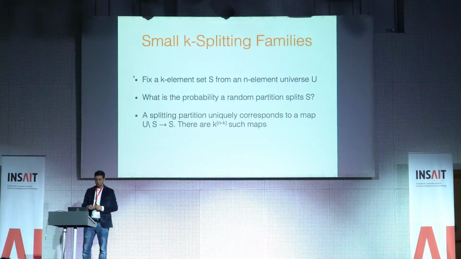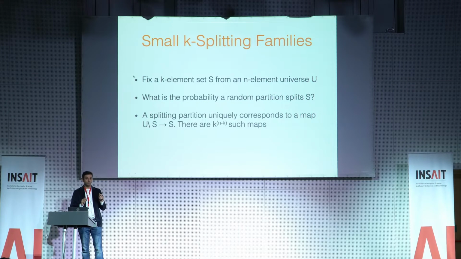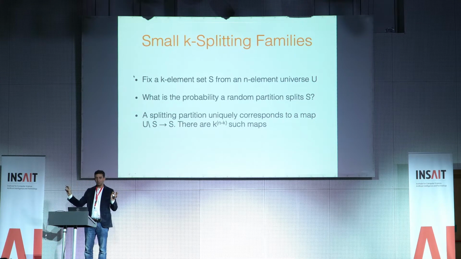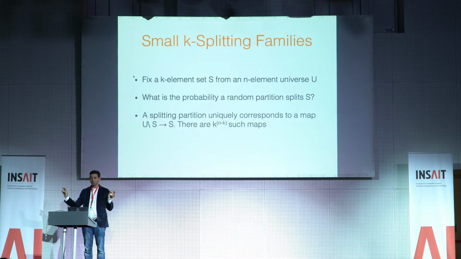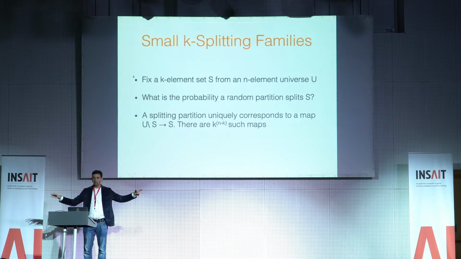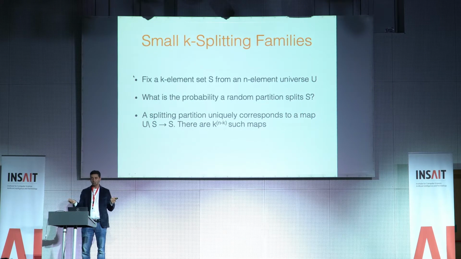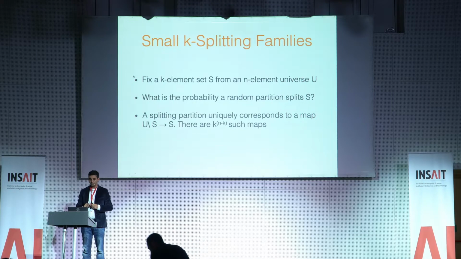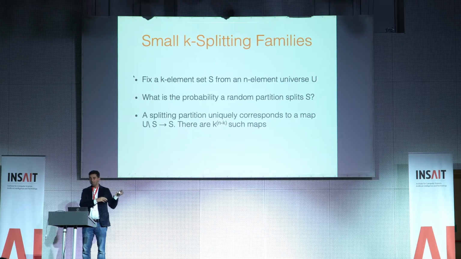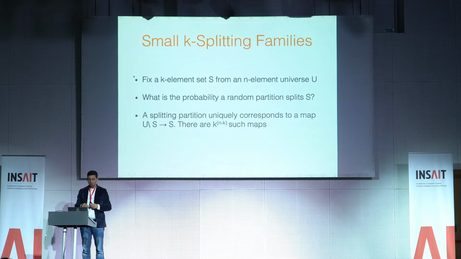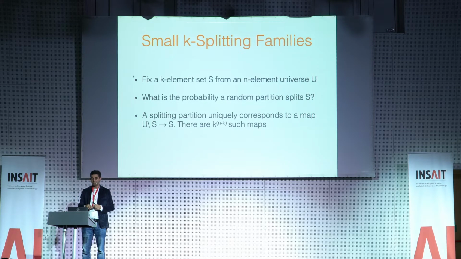Now, first you notice that a splitting partition uniquely corresponds to a map from the rest of the elements to S. In other words, if all the elements of S are split into different nodes, you can imagine that the ninjas kind of stand in different parts of the room, and every other ninja kind of goes and joins one of them. Right? So every function that you can define on these ninjas, you can think of as these k different people who are in different groups, and everybody else decides who they want to be buddies with. So of course there are n minus k elements that are being mapped to k elements. So there are k to the power of n minus k such maps.